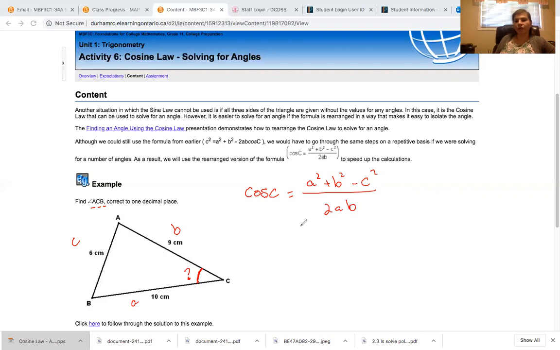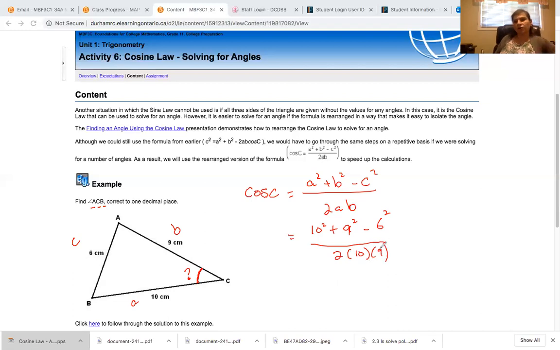Now what I have to do is sub in the given information. So my a is 10, so it's going to be 10 squared, plus b is 9, so plus 9 squared, take away c is 6 squared, all over 2 times 10 times 9.